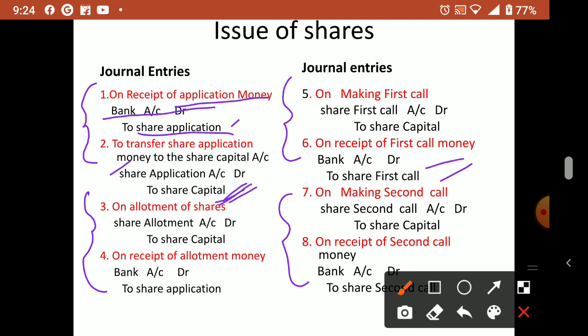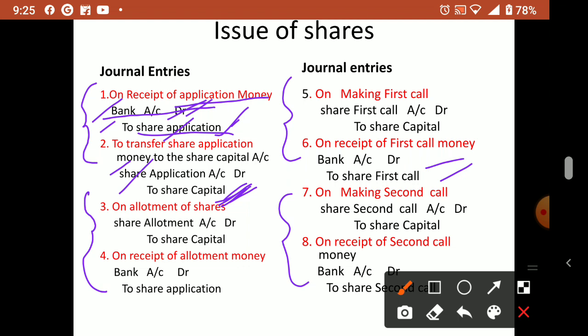It is very easy to understand. In the first entry, money is coming in, so bank is debited: Bank account debtor to share application, which is credited. Now this share application and that share application cancel, debit and credit. The remaining entry is Bank account debtor to share capital, meaning the money is in the bank in the form of share capital.